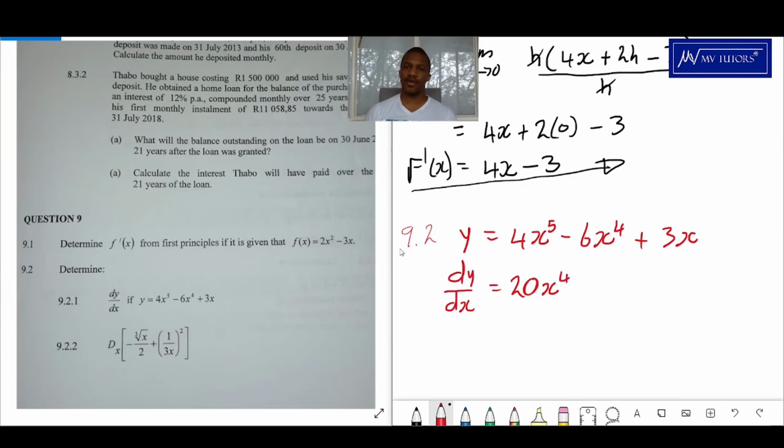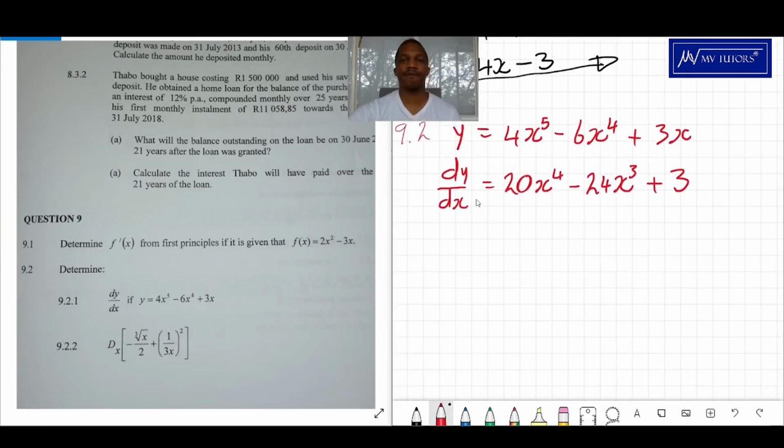I bring 4 times 6, that's 24, I guess. I think so. So it's gonna be minus 24x, and then 4 minus 1 is 3, plus, okay, this one's just gonna be 3. That's it. That's all we gotta do. That's the final answer right there.